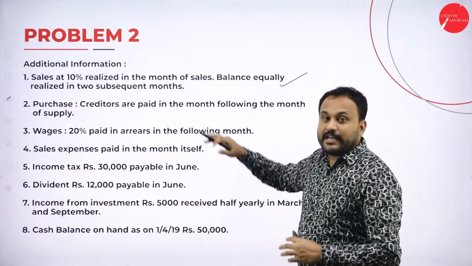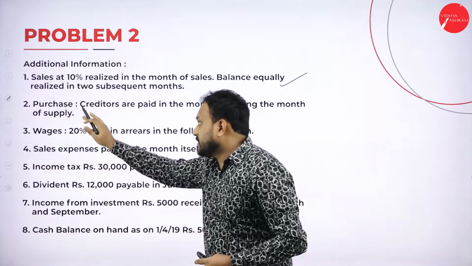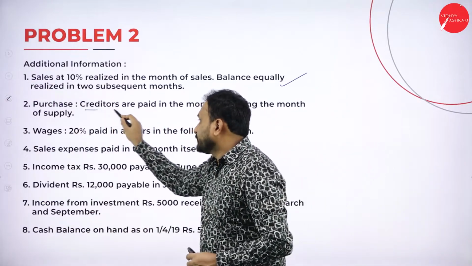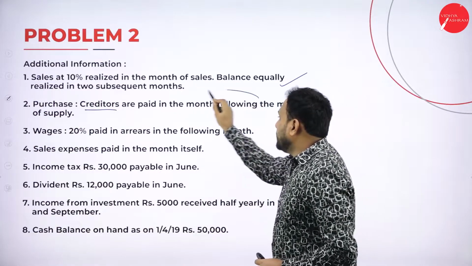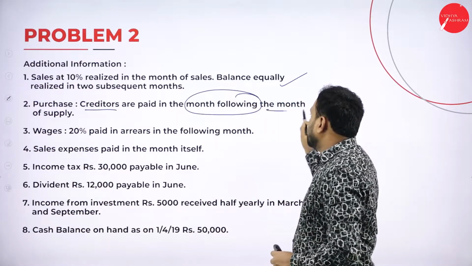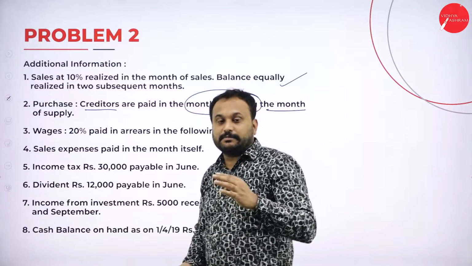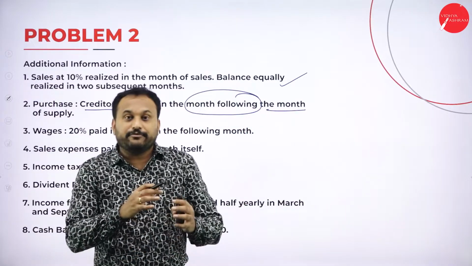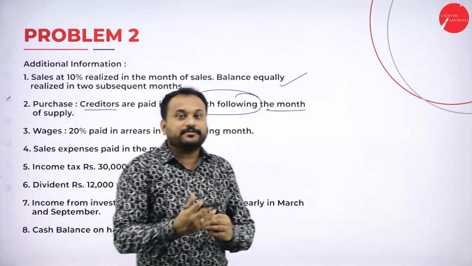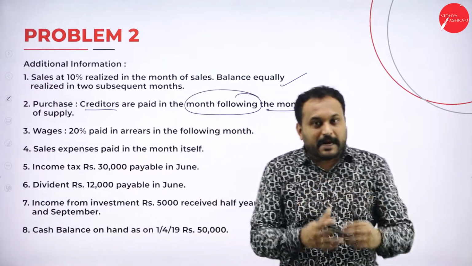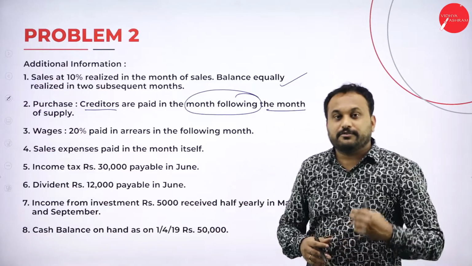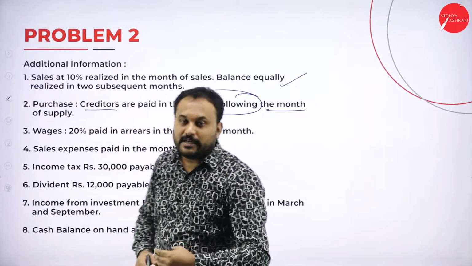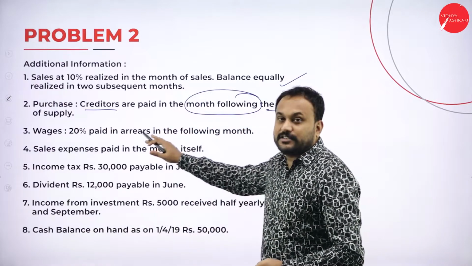Sales is done. Now we have the second entry, that is the purchases. Now here in purchases what they have said is creditors are paid in the month following the month. Say for example, you have taken in the month of Feb, say 2 lakh rupees. Now when will you pay? You will pay in the month of March. The same way, in March whatever you have actually taken, when will you pay? You will pay that in the following month. So that is what the purchases is all about.